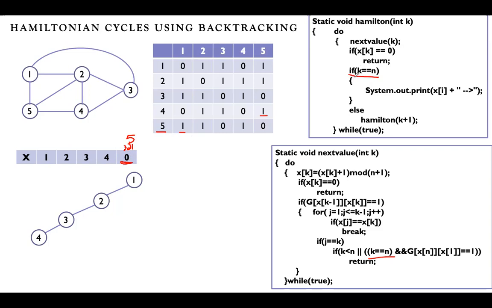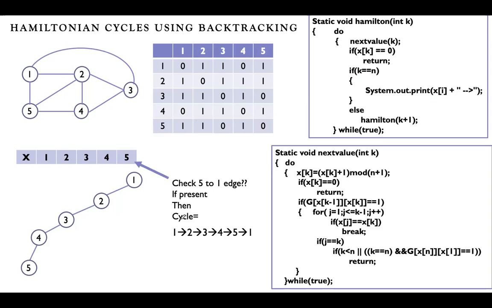Here it will check if k is equal to n. Yes, k is now 5. 5 is equal to 5. Print. Printing what? We are printing the array. Why are we printing the array here? When this is equal to 5, so I will take 5 here. When this is equal to 5, then it is a cycle.